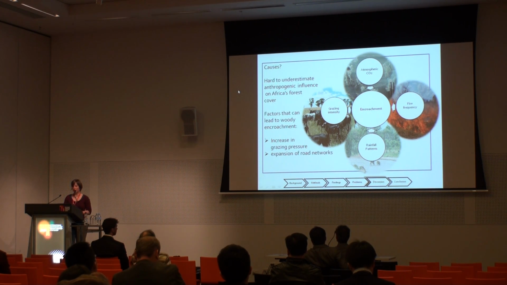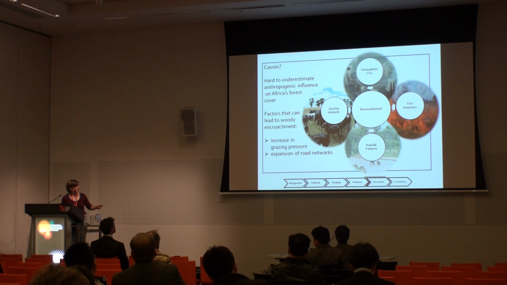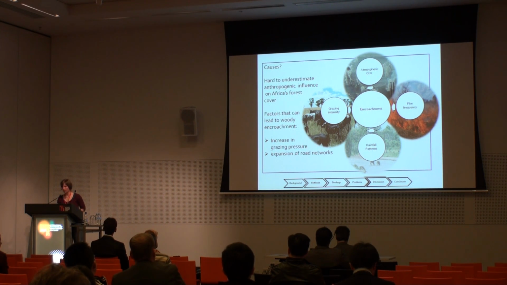Related to that is the expansion of road networks, because roads create fire breaks, which again leads to less frequent fires. You can also see that these don't only affect encroachment directly, but that grazing also affects fire frequency, which affects encroachment. So there are lots of different relationships between these factors. And a more global factor is atmospheric CO2 enrichment.